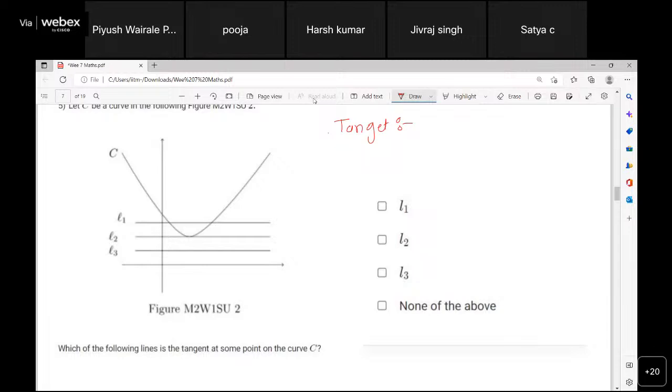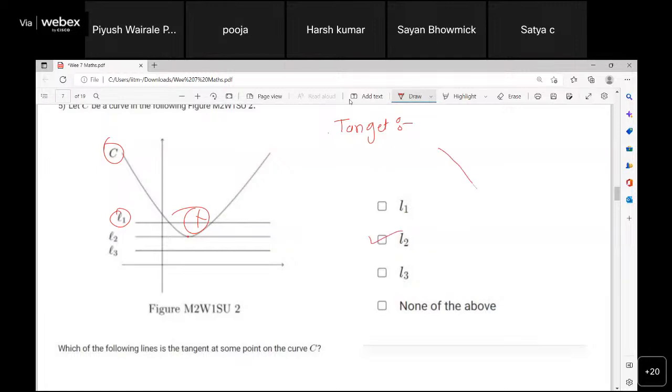Which of the following lines is tangent at some point of the curve C? This is curve C. Which of the lines is a tangent? L2, sir. Only L2, right? Because it is touching at a point here, it will give us the instantaneous direction at this particular point. If you see L1, it is intersecting at 2 points, so it is not a tangent at all. And L3 also is not touching the curve. So the only correct option is L2.